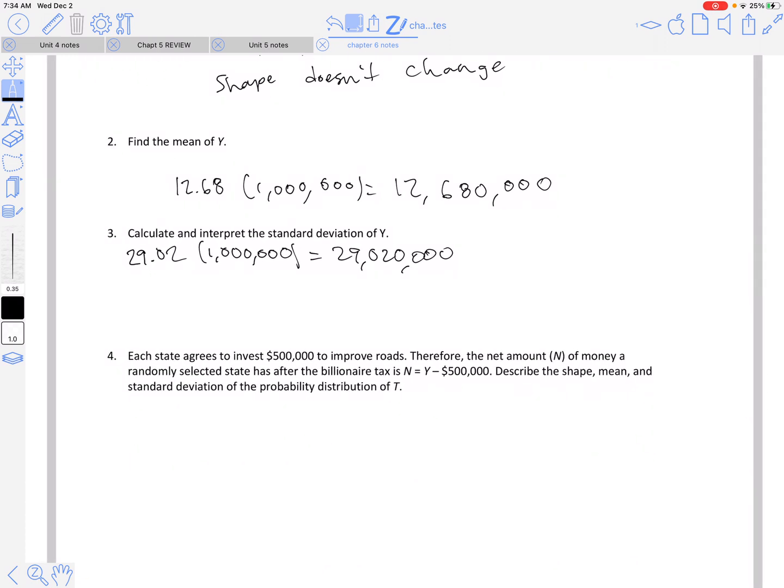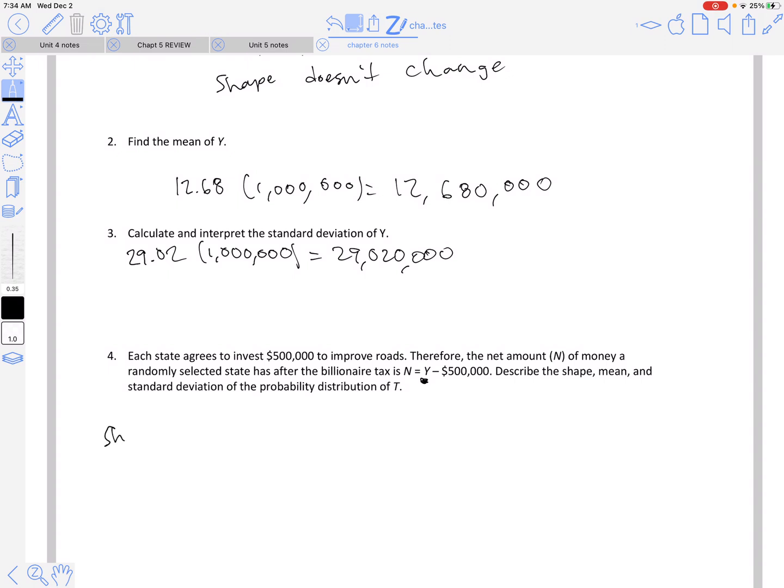Okay, and then number 4: each state agrees to invest $500,000 to improve roads. Therefore, what is the net amount of money a randomly selected state has after the billionaire tax? The state is going to use this money for a specific purpose. So we multiplied to get y, and now we're going to subtract. Imagine that we created a new random variable where we multiplied each value by 1 million. Now we subtract 500,000 from each one. Describe the shape, mean, and standard deviation.